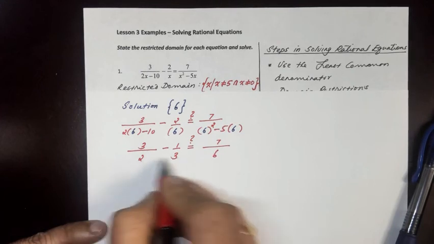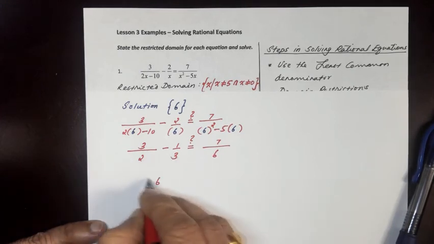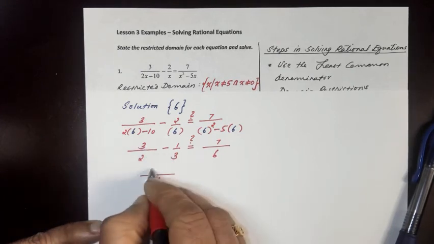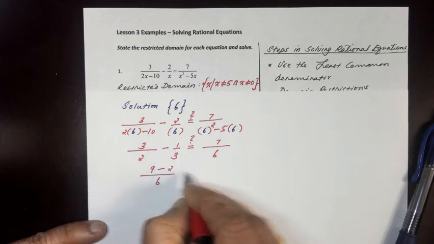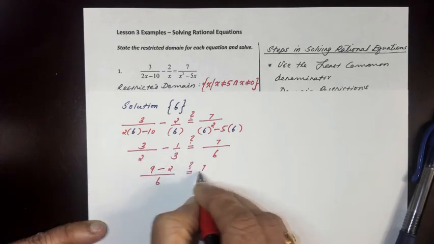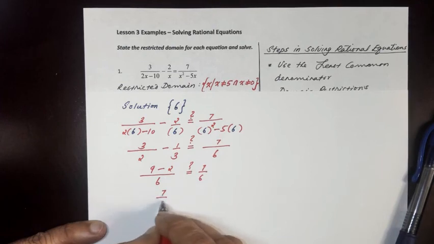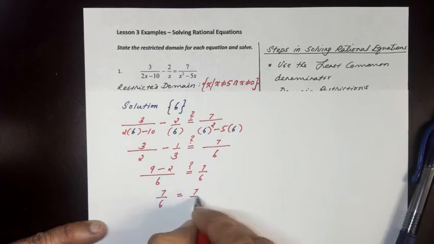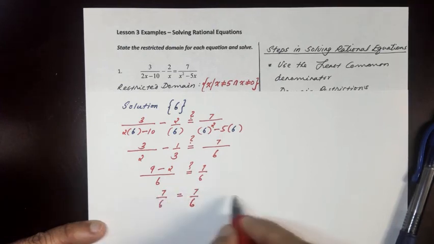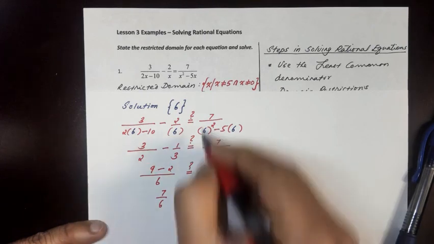Let's do the math. The least common denominator between 2 and 3 is 6. Let's cross multiply. 3 times 3 is 9, minus 2, which is 7 over 6, supposed to be equal to 7 over 6, and we're perfect. 7 over 6 is equal to 7 over 6. So the solution is correct.